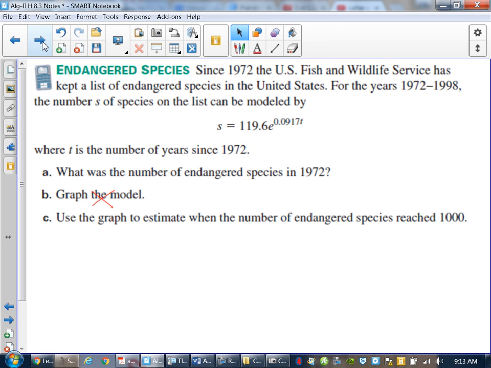Since 1972, the U.S. Fish and Wildlife Service have kept a list of endangered species in the United States. For the years spanning 1972 to 1998, the number of species S on the list can be modeled by 119.6 e to the 0.0917t, where t is the number of years since 1972. What was the number of endangered species in 1972? 119.6.